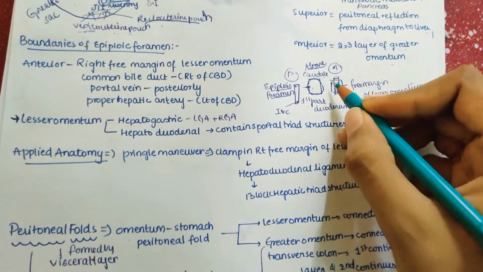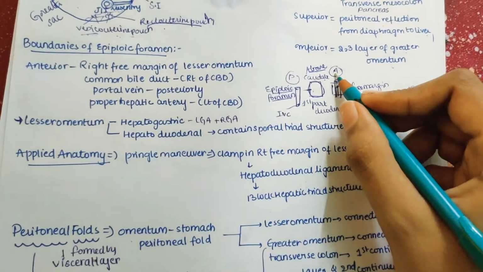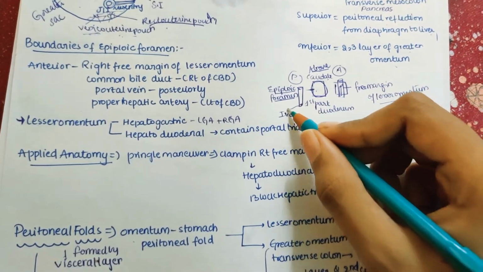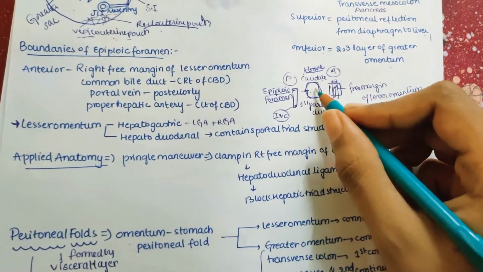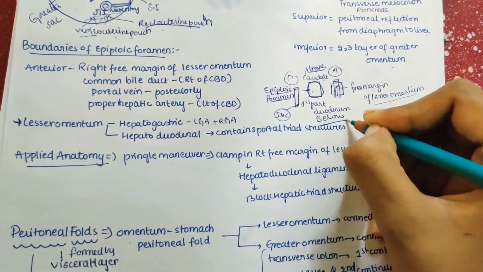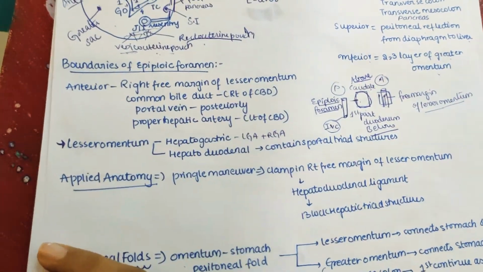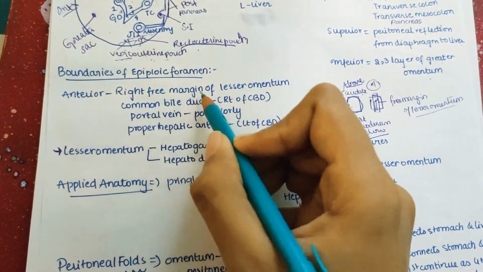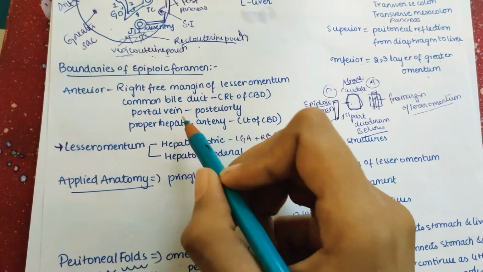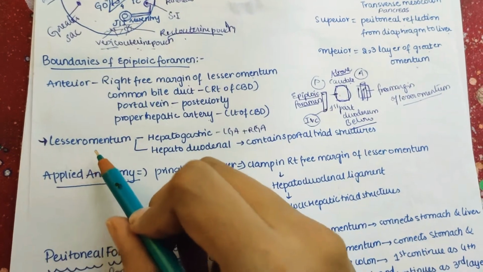So these triad structures are in the free margin of lesser omentum, which is forming the anterior boundary of our epiploic foramen. And posteriorly there is inferior vena cava, and below, as I said above is caudate lobe, so below you have the first part of duodenum. So let us see the boundaries of epiploic foramen. Anteriorly you have the right free margin of lesser omentum, with common bile duct, portal vein, and proper hepatic artery.